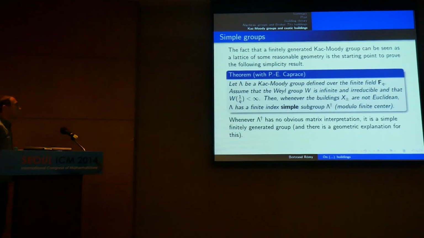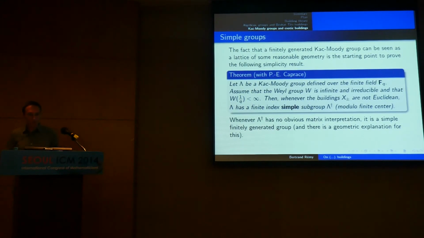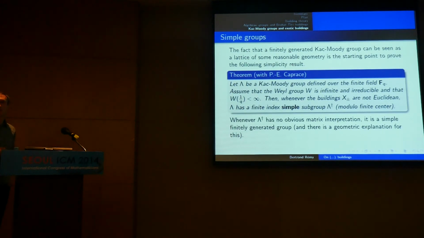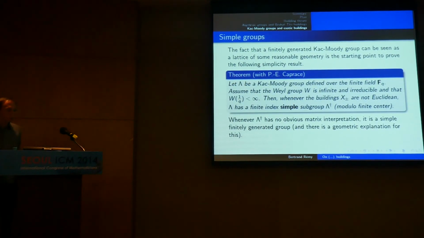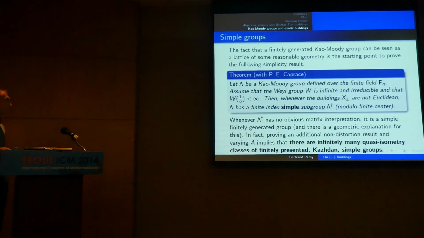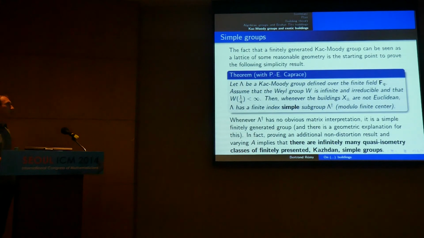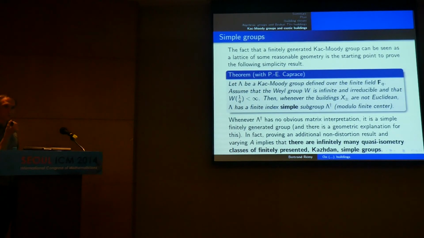Okay, so this is a reformulation of the theorem. Whenever the group has no matrix interpretation, because it's not affine, it doesn't come from an affine Dynkin diagram, then you get a simple group, an infinite simple finitely generated group. And again, if we want to stick to questions from geometric group theory, an improvement with Pierre-Emmanuel is that you can even produce, varying the Dynkin diagrams and up to proving an additional non-distortion result, infinitely many quasi-isometric classes of finitely presented simple groups. Okay, so you get finite presentation for infinitely many classes.